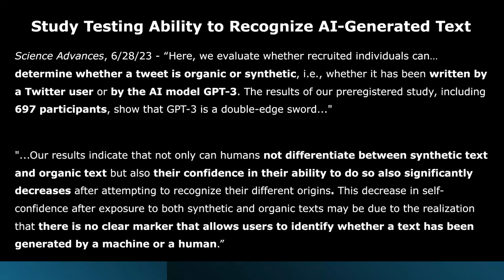Our results indicate that not only can humans not differentiate between synthetic text and organic text, but also their confidence in their ability to do so also significantly decreases after attempting to recognize their different origins. This decrease in self-confidence after exposure to both synthetic and organic texts may be due to the realization that there is no clear marker that allows users to identify whether a text has been generated by a machine or a human, end quote.